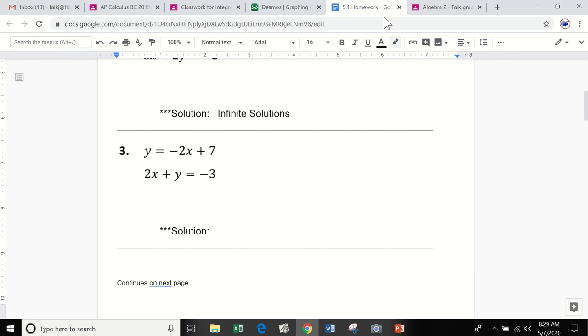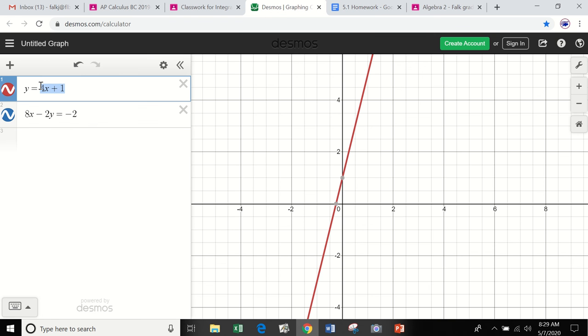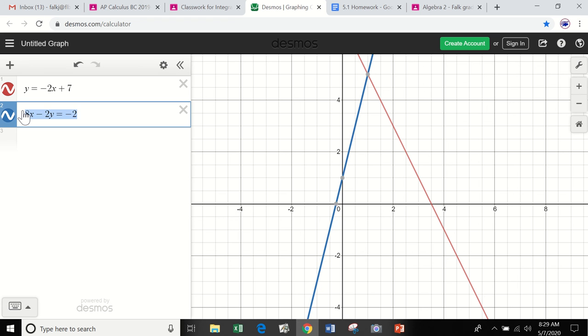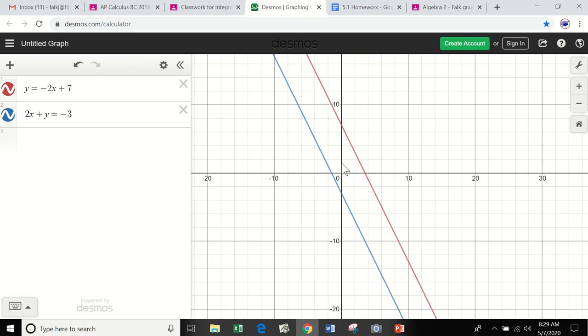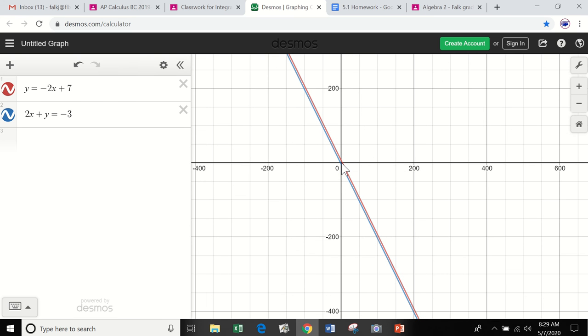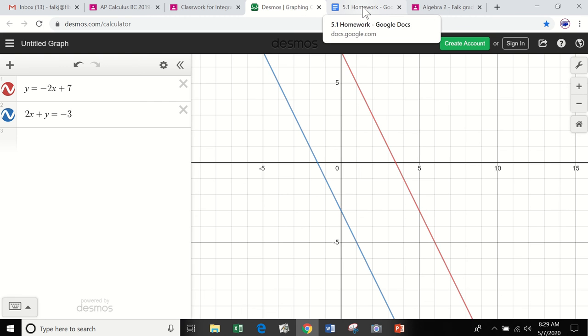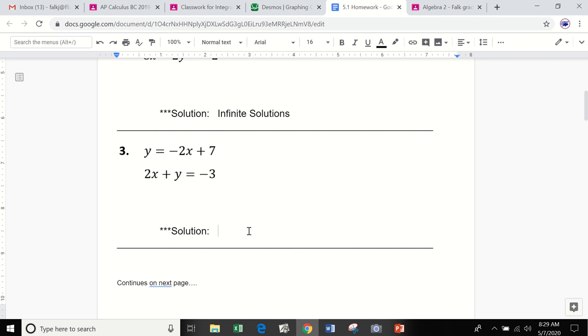Y equals negative 2x plus 7. There's the first line. And then 2x plus y equals negative 3. And check this out. Maybe zoom out. Whoa, that's pretty cool. But these lines are obviously parallel. They're parallel, which means they don't share any points in common.